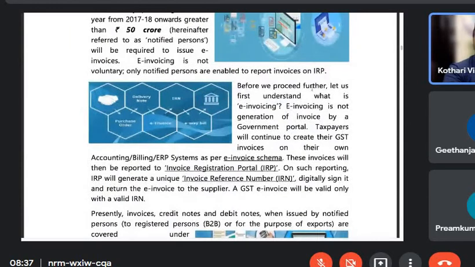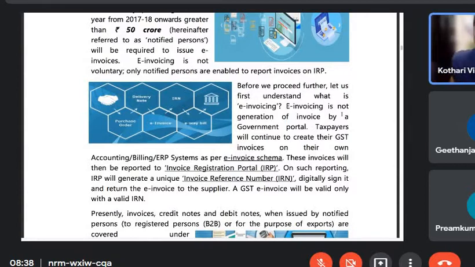Before we proceed further, let's understand the e-invoice. E-invoice does not mean that you are going to generate the invoice from the online portal. There is a separate invoice registration portal, that is IRP. From the portal, you are going to generate an invoice reference number. So the first thing you need to understand is that e-invoice does not mean that the invoice is generated online from the GST portal. There is one separate portal for generating e-invoice.